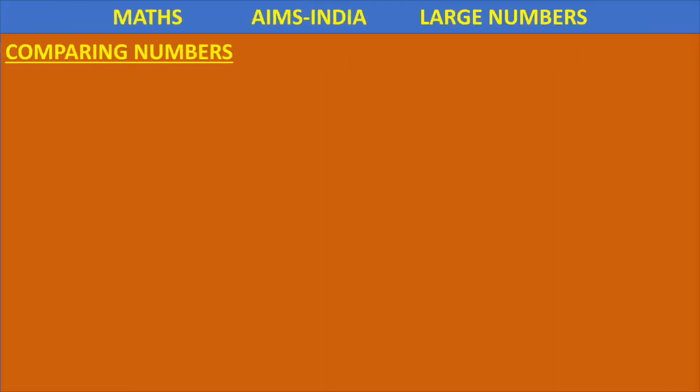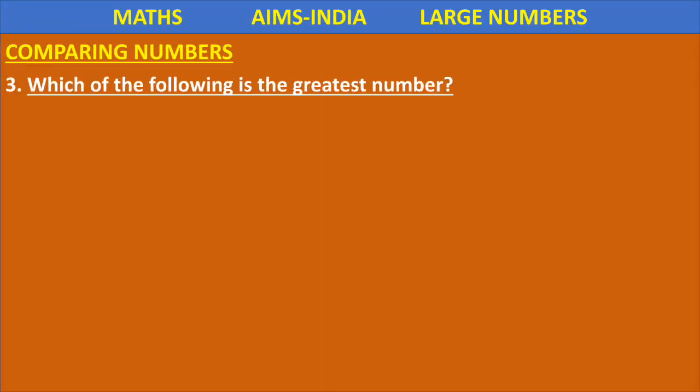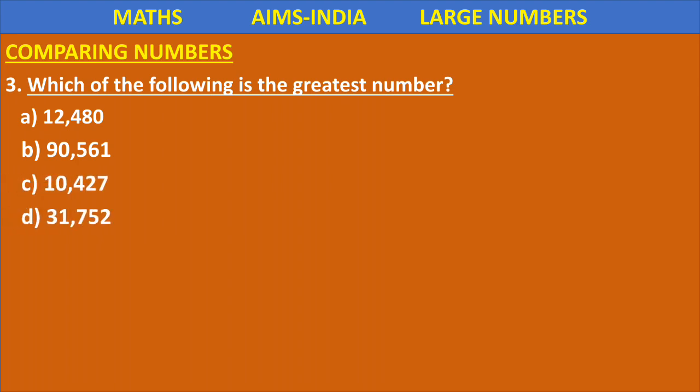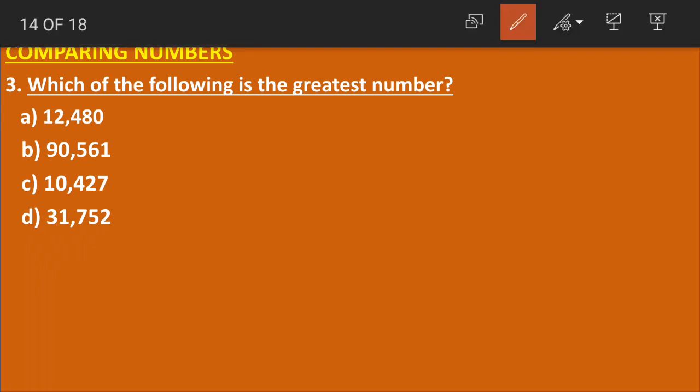Moving on, question number 3. Which of the following is the greatest number? Option A 12,480. Option B 90,561. Option C 10,427. Option D 31,752. What is the correct answer, children? Yes, the correct answer is option B 90,561. How is it the correct answer?